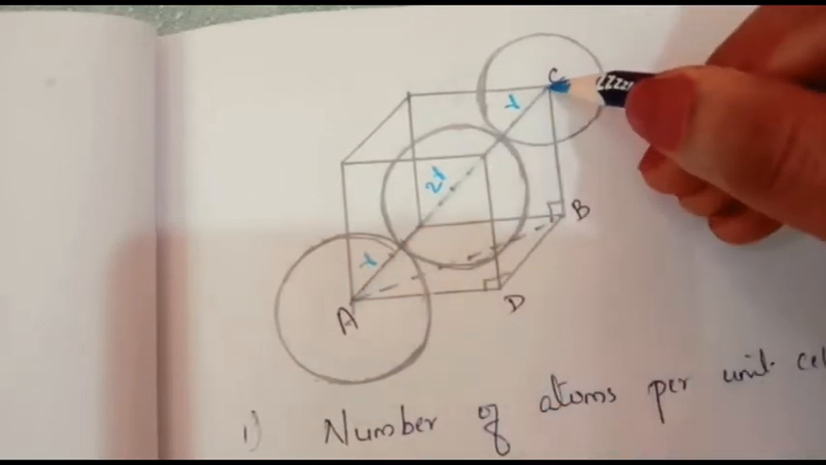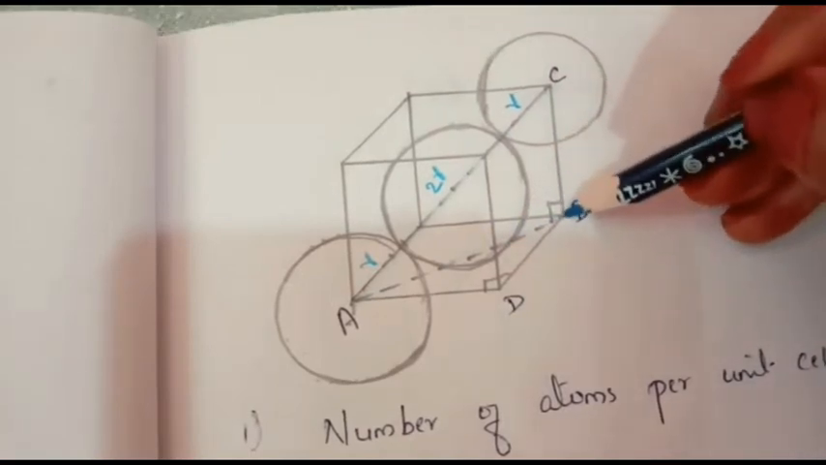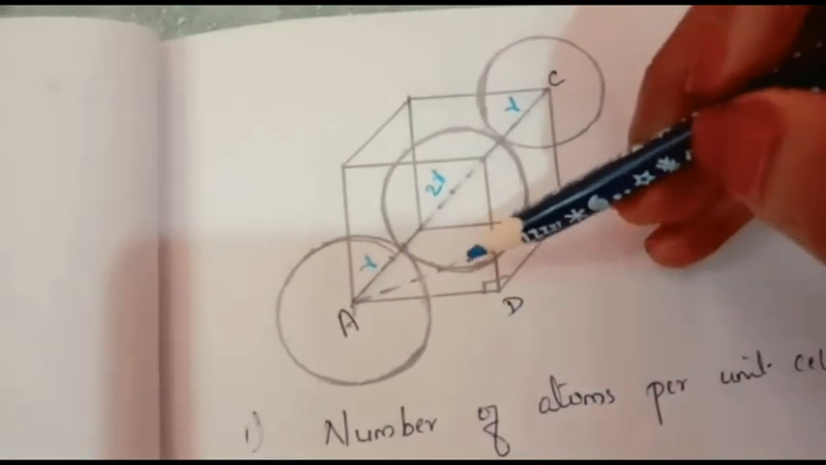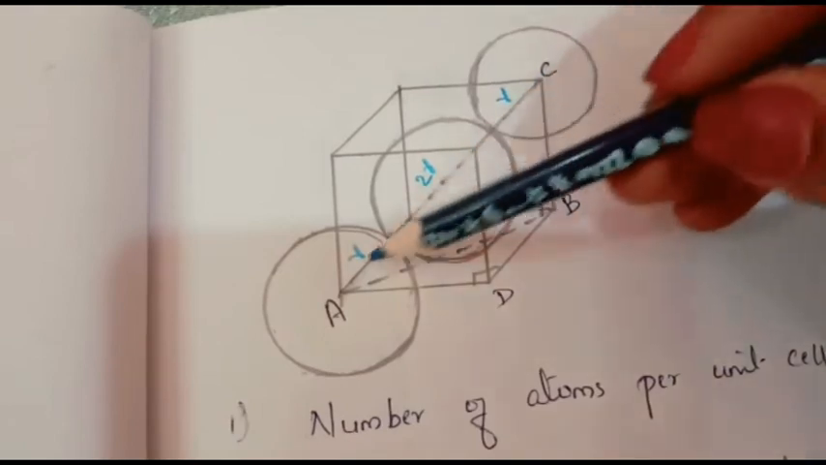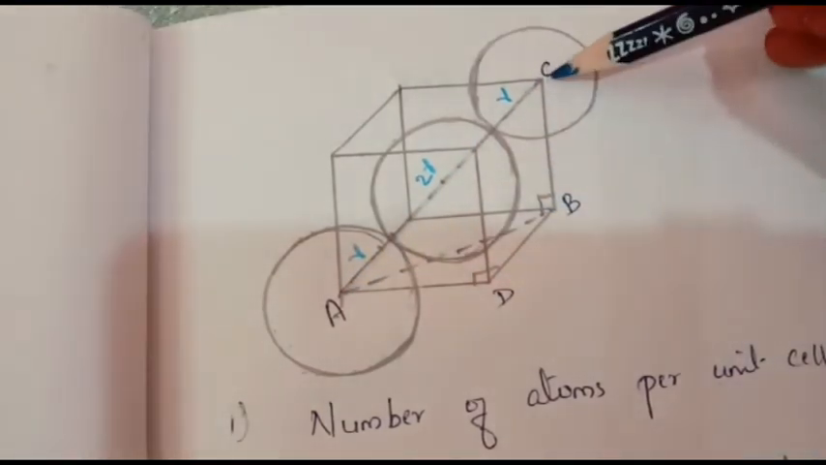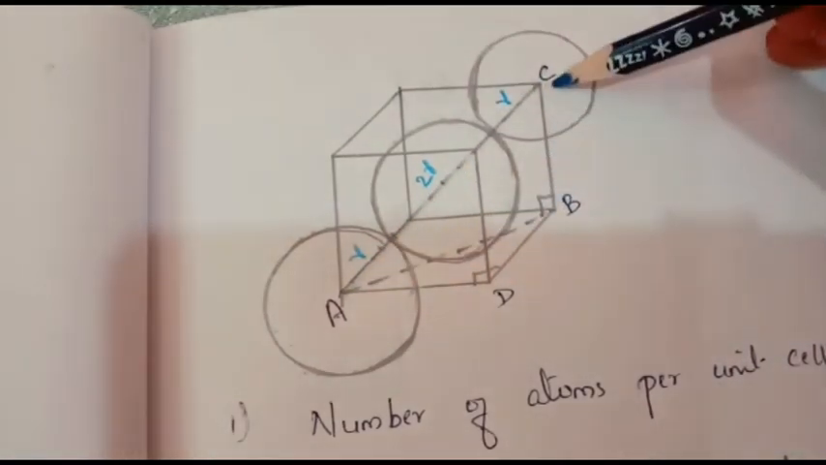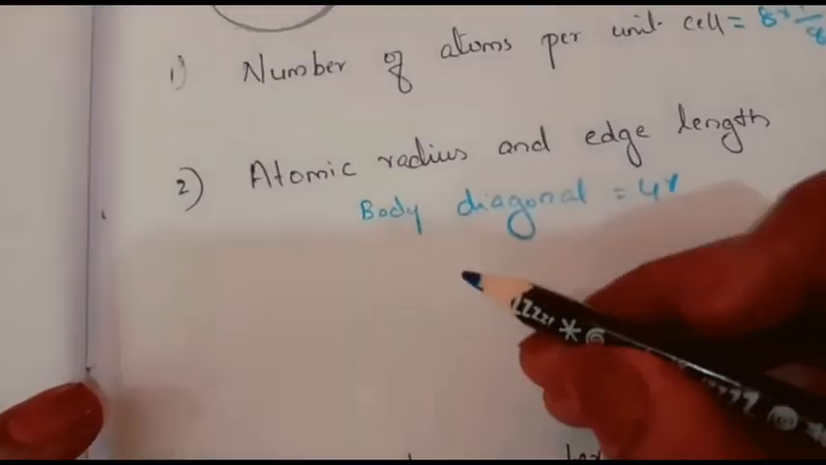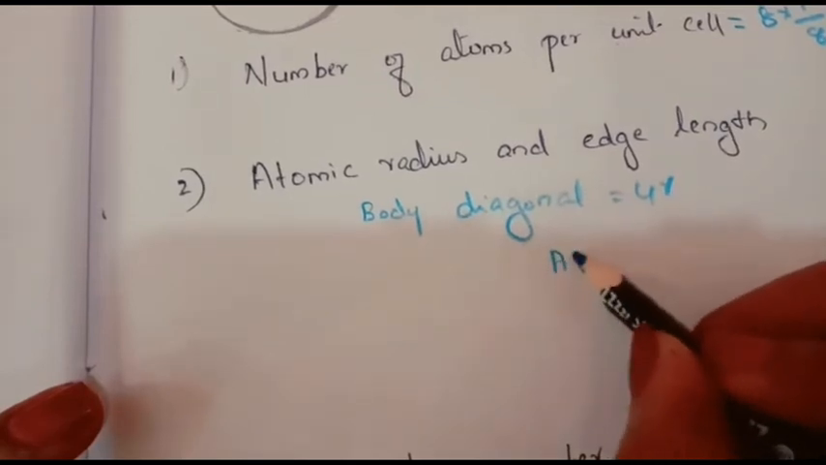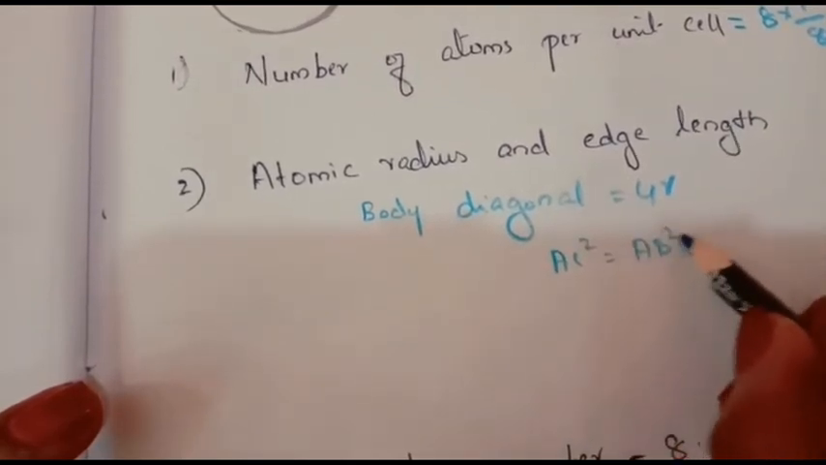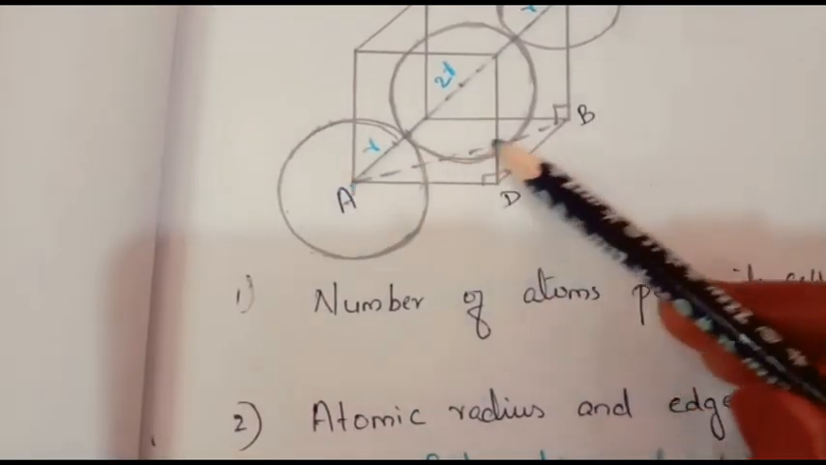Then how will we find out this body diagonal? For that we will draw one line here, perpendicular to BC. So that line is AB. So this AC square, by the Pythagoras theorem, hypotenuse square equals AB square plus BC square. So we will find out this body diagonal using AB and BC. So here we have written body diagonal is 4R, then AC square equals AB square plus BC square. Now how will we find out this AB square?